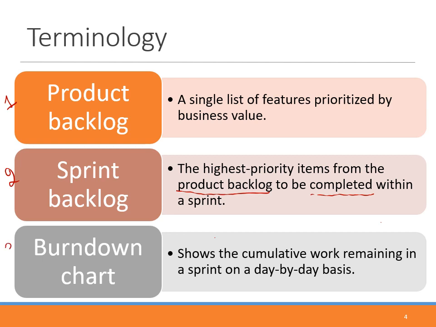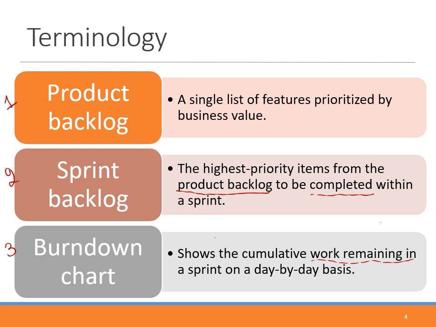Item number 3 here, the burn down chart. We will have a look at an example, but it's one of the important artifacts that we use within the Scrum method. It is used to show work remaining to be done. Burn down means at the starting point we have a lot of work. Then each day, until the end of the sprint, you will see that the list of all the work will be decreasing, because we finish more and more.